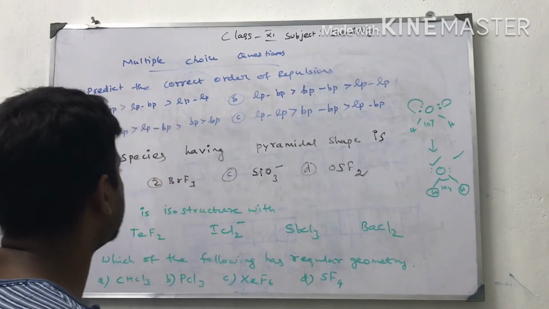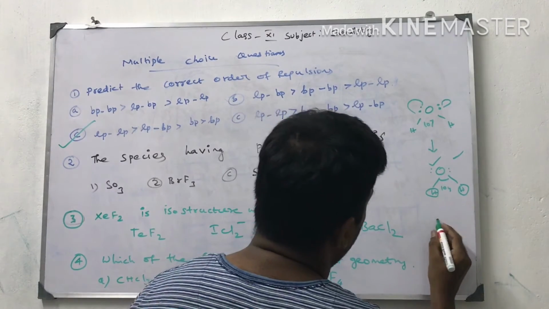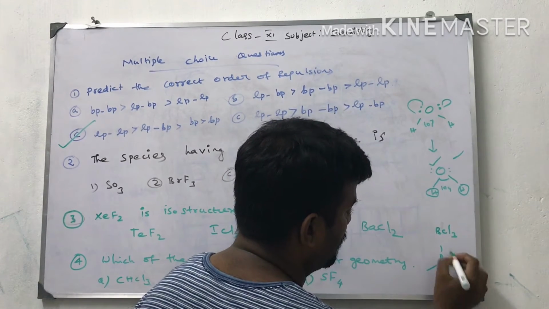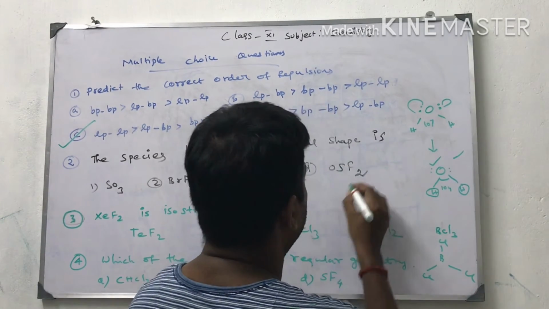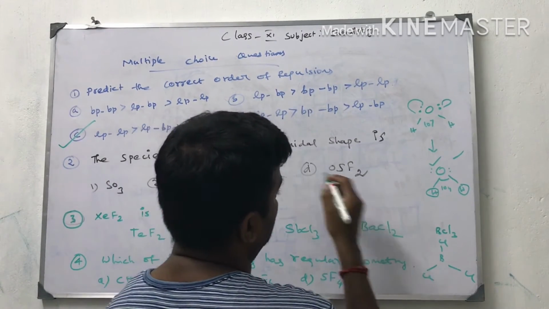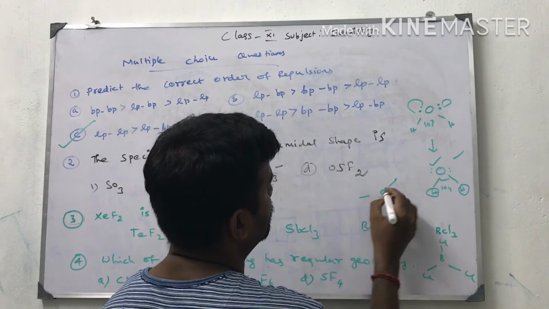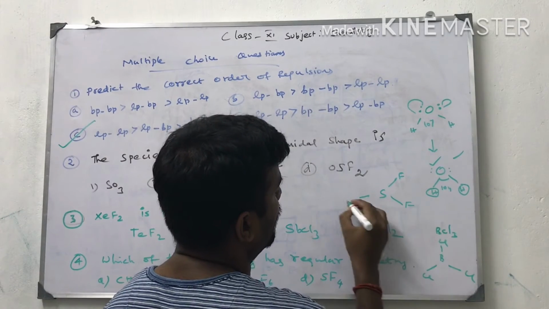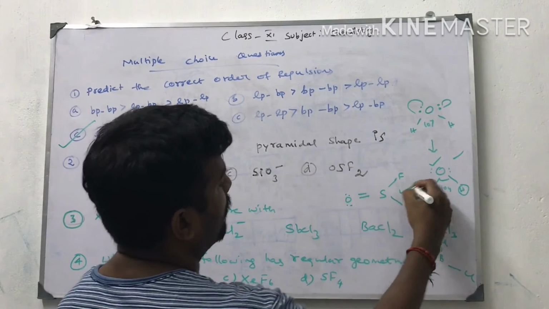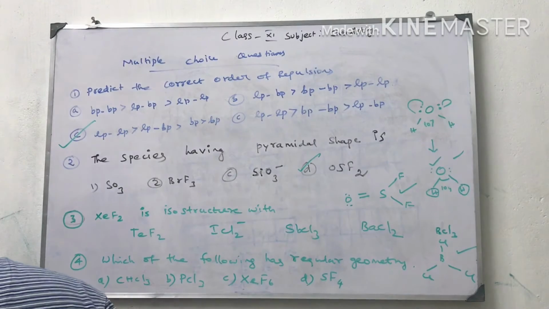The next question: the species having pyramidal shape. What is pyramidal shape? Pyramidal shape means trigonal pyramidal. Let us take PCl3. This is pyramidal shape. This is called pyramidal shape. Like that OSF2 is also pyramidal shape, with sulfur and oxygen like this. So this also is a pyramidal shape molecule. So OF2 is a pyramidal shape molecule.